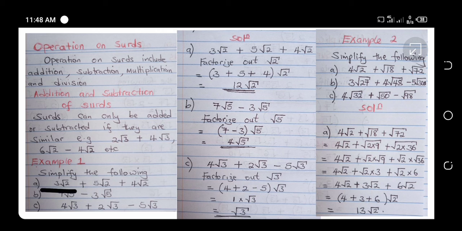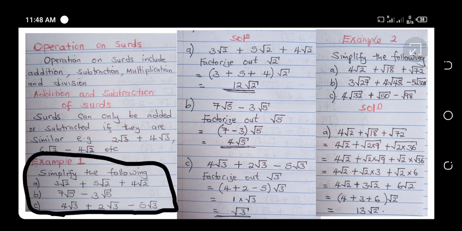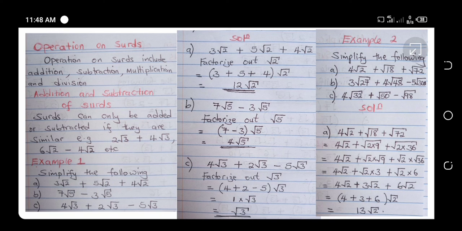In this first example, we are asked to simplify the following. In part A, we have 3 root 2 plus 5 root 2 plus 4 root 2. B, we have 7 root 5 minus 3 root 5. C, we have 4 root 3 plus 2 root 3 minus 5 root 3. For A, we have 3 root 2 plus 5 root 2 plus 4 root 2. Root 2 is common in all three terms, so we factorize it out.